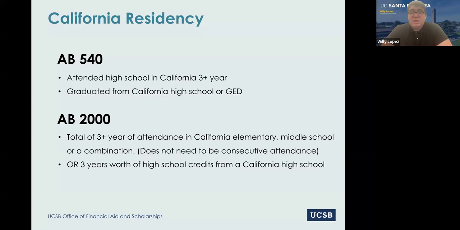It does not need to be consecutive attendance, or you need at least 3 years' worth of high school credits from a California high school. These forms of California residency are typically used for the CADA application so that non-citizen students can still verify their California residency and qualify for gift aid such as the California grants or the Middle Class Scholarship.